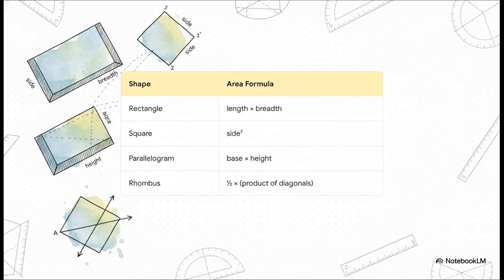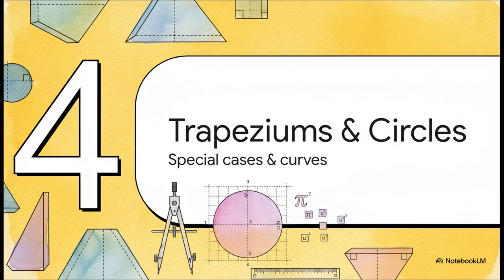That's why we use its base times its perpendicular height, not the length of the slanted side. And then you've got the rhombus, which has its own unique formula using its 2 internal diagonals. Each shape has its own little trick. Next up, let's tackle 2 special shapes that you're going to see everywhere. The trapezium, with its pair of parallel sides, and of course, the perfectly round circle. These guys have their own unique rules for finding area.